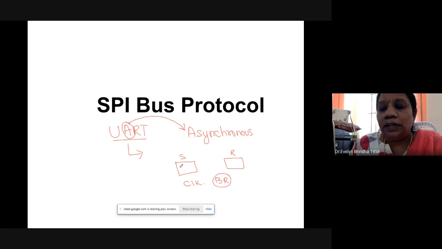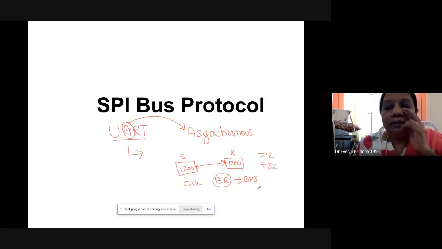If this is working at a baud rate of 1200 hertz, then this also we will set at the same baud rate, so that the communication between the devices happens at the same speed, bits per second. Baud rate is nothing but bits per second. We saw the method for setting the baud rate: first divided by 12, then divided by 32, then the required baud rate divided by that, and then we saw the steps, right? That is necessary whenever you go for an asynchronous way of communication.